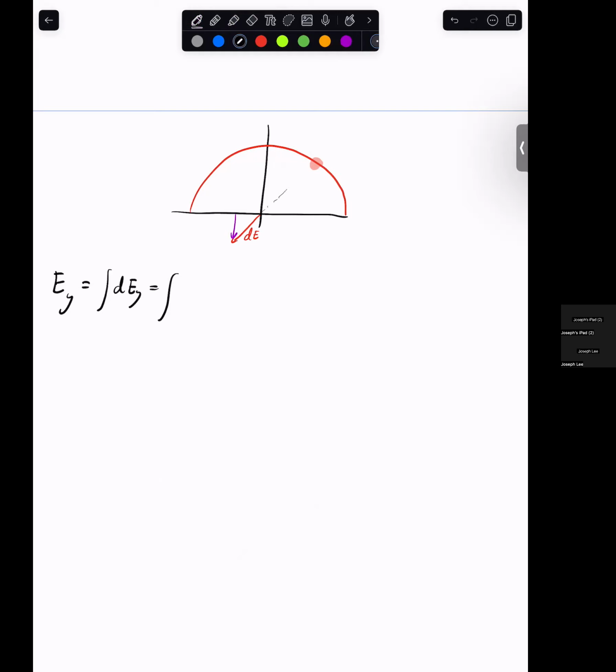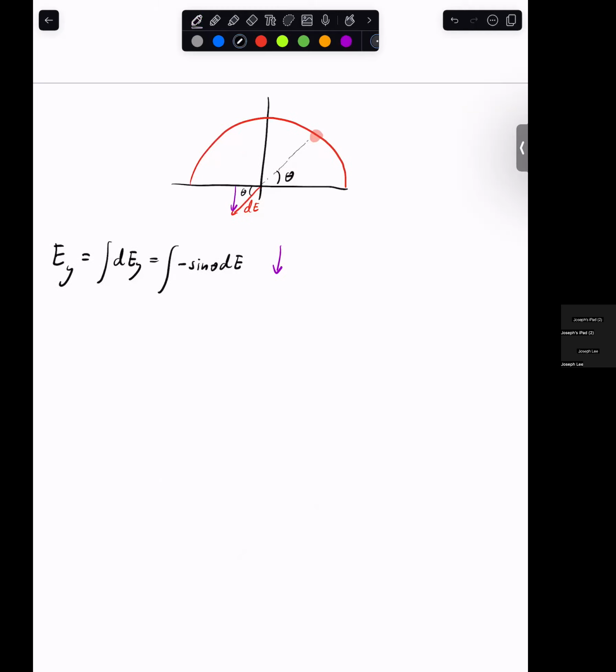If we remember our geometry, we call this angle here theta. And this angle here is also theta. Now I'm going to include a minus sign here because this indicates that our contribution is going downward. And I don't want to have to correct the signs later in the problem. So it's easier to add the negative sign here now. So now we should figure out what dE is.